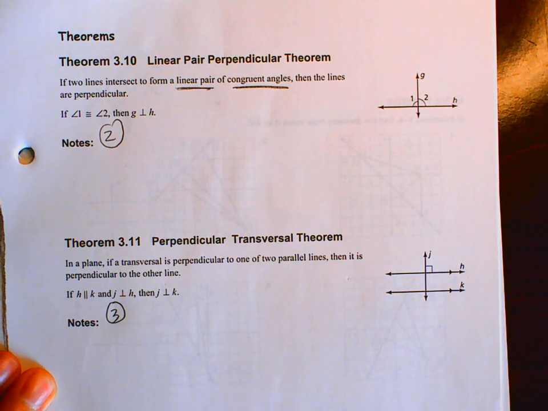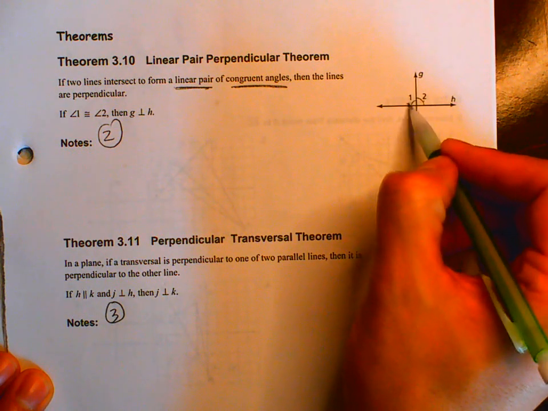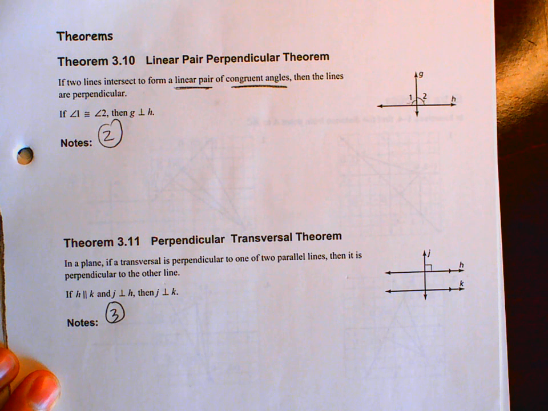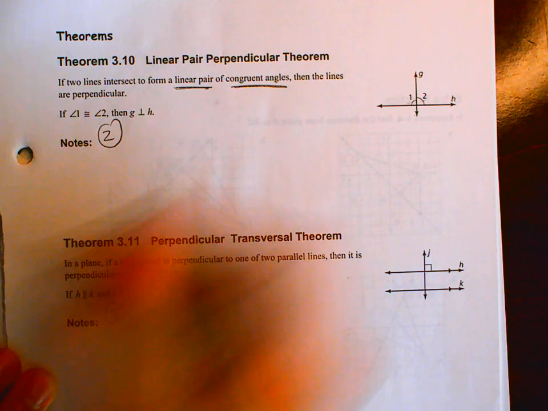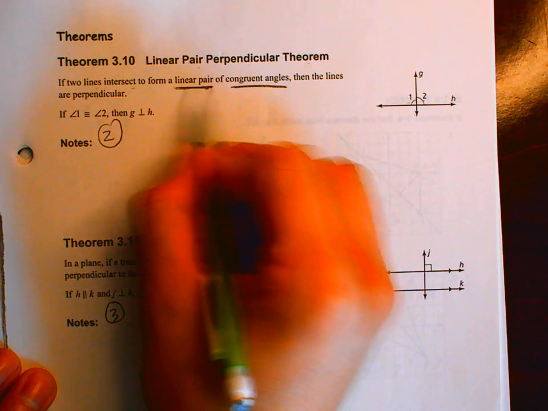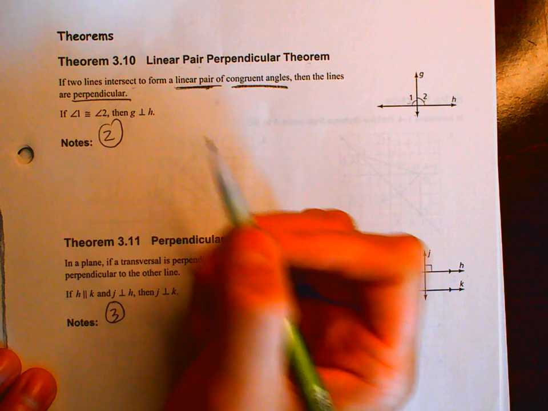And look, guys, it makes total sense. If these two are both a linear pair and congruent, well, what are the only two angles that can add up to 180 degrees and be the same? 90 plus 90. If it's a 90-degree angle, then it's going to be a right angle. If it's a right angle, that means that this line is going to be perpendicular. So it's called the linear pair perpendicular postulate. If two lines intersect to form a linear pair of congruent angles, then the lines are going to be perpendicular.